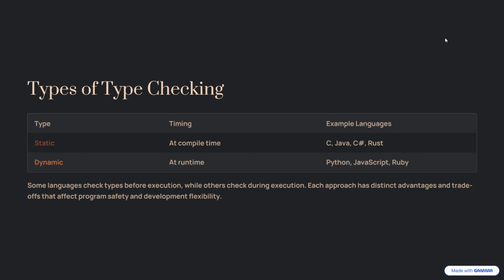So, the types of type checking. There are mainly two types of type checking: static type checking and dynamic type checking. Static type checking happens at compile time, before the program runs. C, Java, and Rust use this approach. Dynamic type checking, however, happens at runtime while the program is executing, like Python and JavaScript. Each approach has its own advantages and trade-offs, especially in terms of safety and flexibility.